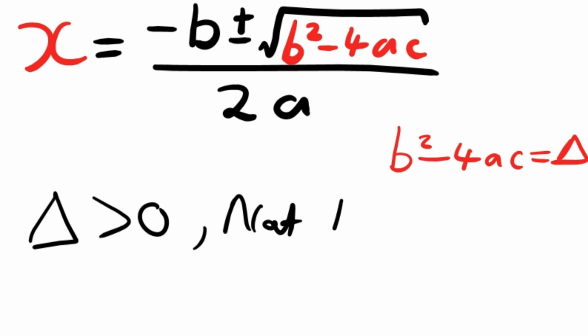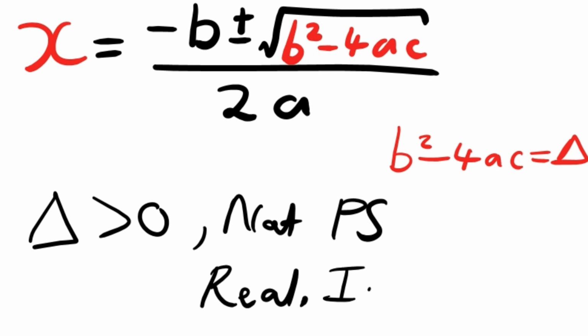Now let's say our delta is greater than 0, and it's not a perfect square. If we take the square root of a number that is not a perfect square, chances are we're going to produce an irrational number. When we add it to or subtract it from minus b, and then divide by 2a, we produce irrational solutions. The solutions will be real, irrational, and unequal. You must know that they will be unequal.